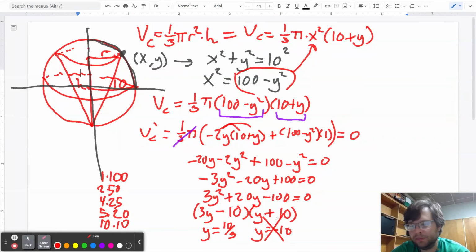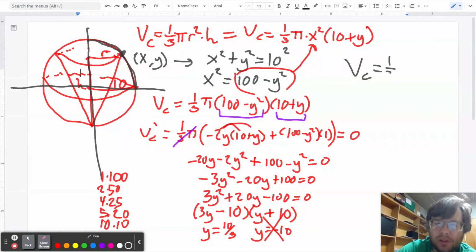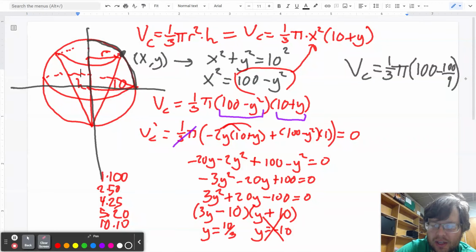Now we want to find the volume. So we take our 10 thirds and we put it back into the volume formula over here. So the volume of the cone is 1/3 times pi times x squared, which is just 100 minus y squared. So 100 minus 100 ninths. I just squared 10 thirds. And then 10 plus y. So 10 plus 10 thirds.